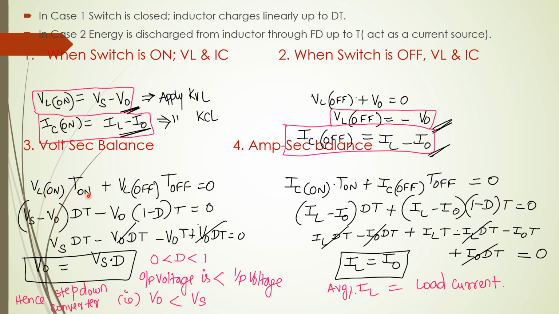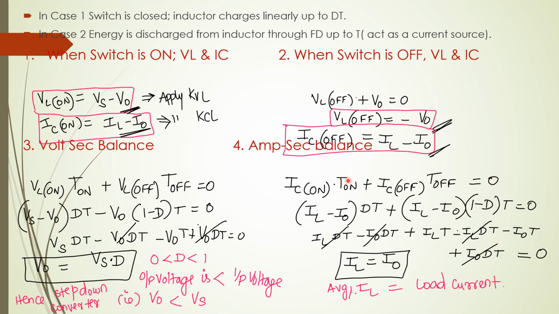When we try to get the volt second balance, we'll apply voltage into time. So VL on into T on plus VL off into T off equals 0. Substituting the VL on and VL off in these equations, at last we'll get the equation for V naught, which is equivalent to Vs into D. So the output voltage is always less than the input voltage because it is multiplied with the duty cycle, which is between 0 and 1.